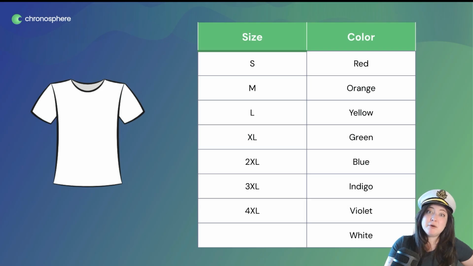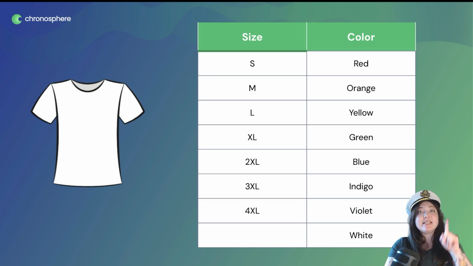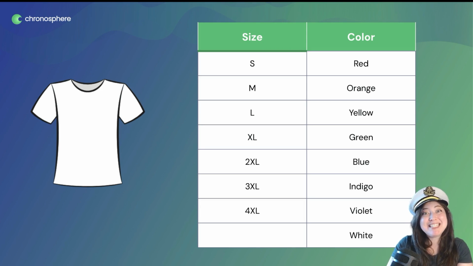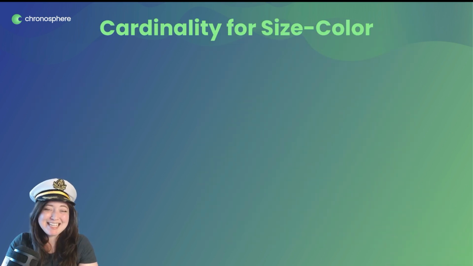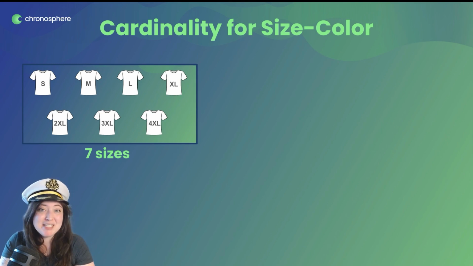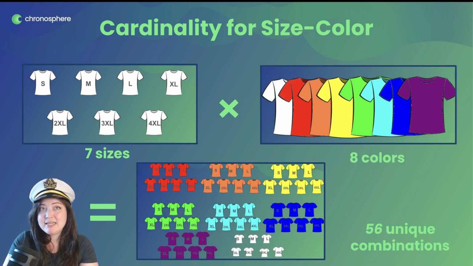But business is booming and customers want colors. So we add the rainbow plus our original white, giving us 8 options for color. And now our cardinality jumps up to 56. Why? Well, every size can come in every color. So we take 7 sizes times 8 colors, giving us a total of 56 unique combos.